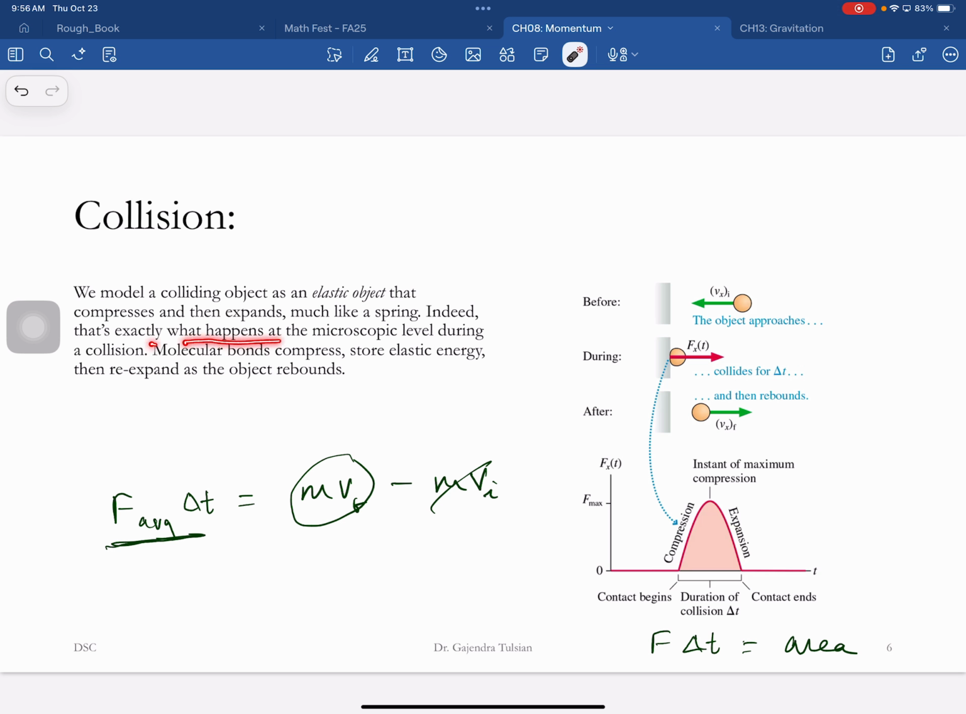That's exactly what happens at the microscopic level. Molecular bonds compress. The way this thing compressed is the intermolecular bonds compressed, storing elastic energy, and then expand as the object rebounds.